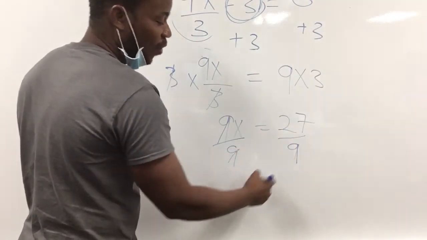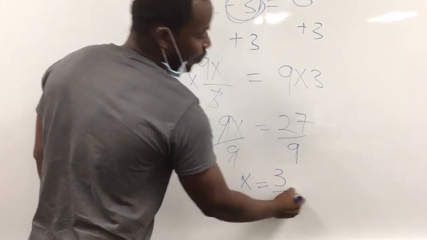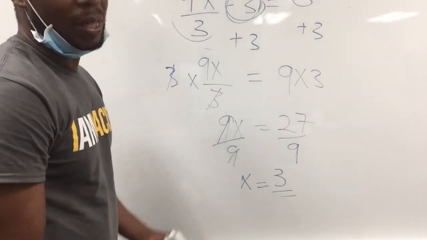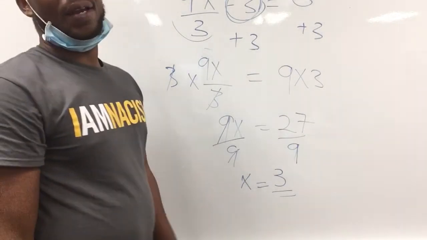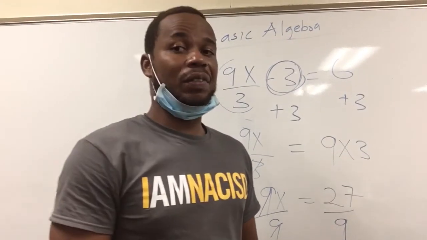27 divided by 9 is also equal to 3. Use your calculator. $27, 9 people are sharing it. That's 3. Now we are done for today's video.